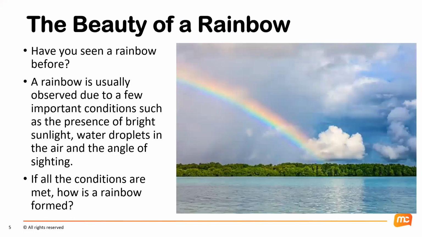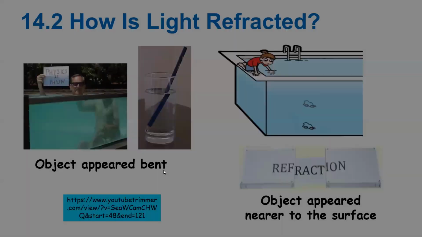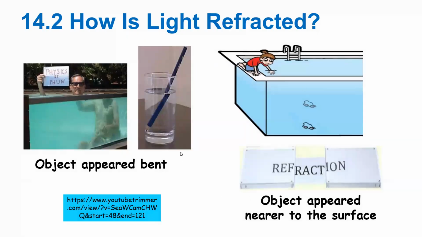Okay, we'll start off with a few examples that are caused by refraction. The first one is the rainbow. You can read yourself in the textbook. And the formation of a mirage. All these are examples of refraction of light naturally in the air. And these are also some examples of refraction.